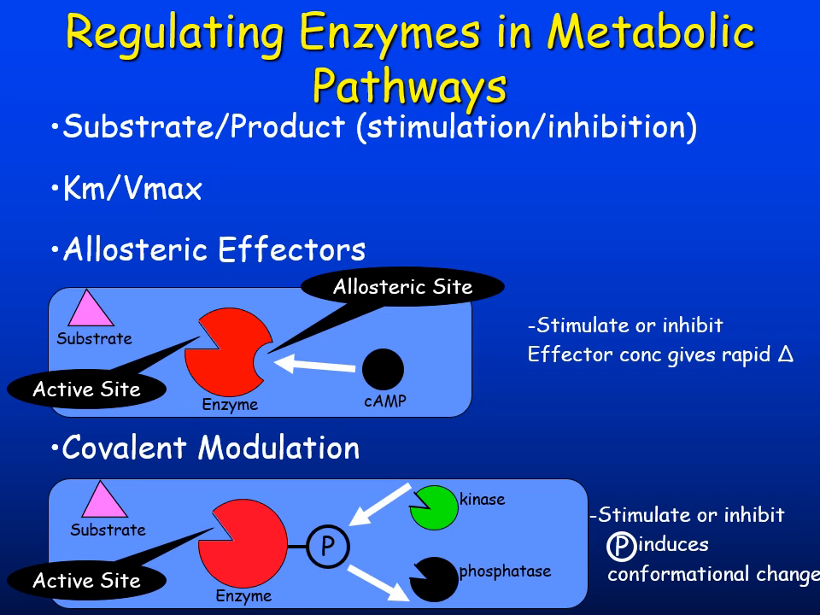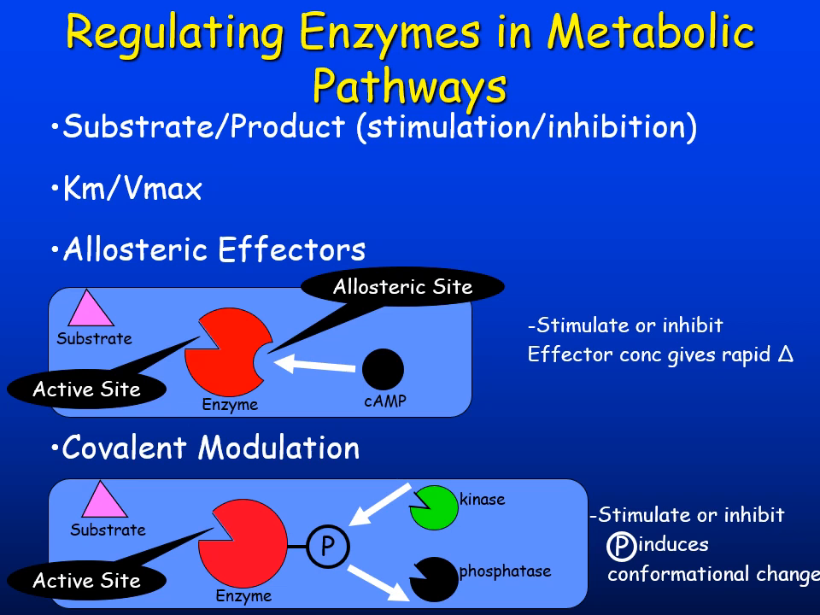Now the next controlling mechanism is through the enzyme's Km and its Vmax. An enzyme with a very low Km, and therefore high affinity for its substrate, will also generally have a very low Vmax. And likewise, an enzyme with a very high Km, or if you like, low affinity for its substrate, will tend to have a very high Vmax.